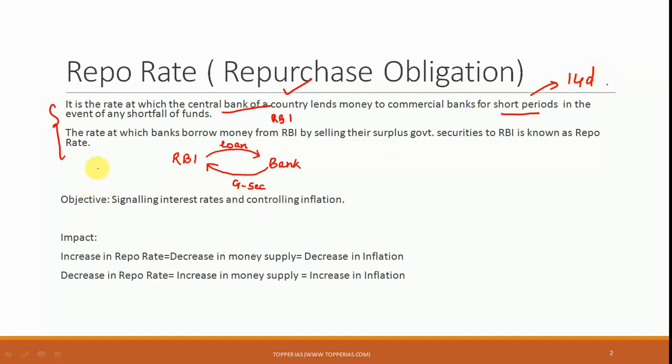Also, you should know that it is the rate at which the bank is borrowing money from the RBI by selling their surplus government securities to the RBI. So if you've understood, the banks are taking a loan from the RBI for some short time period, which is approximately 14 days. But in return for that, the RBI is demanding some collateral from the bank. And this is the government securities which the RBI is taking from these banks.